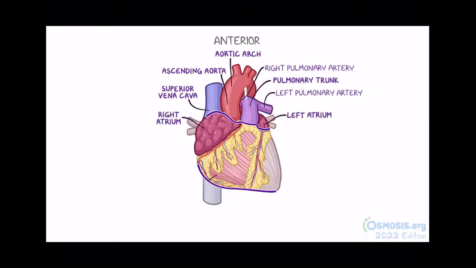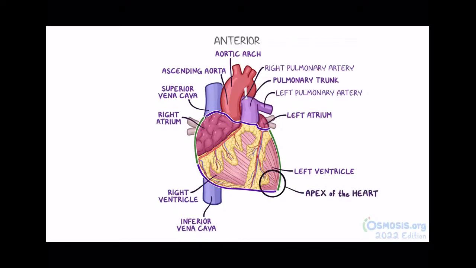The inferior border is almost horizontal, and is made up mainly by the right ventricle and part of the left ventricle. The right border is made up by the right atrium, and it's between the superior and inferior vena cava. And finally, the left border is mainly made up by the left ventricle and part of the left auricle. Now pay a bit of attention here, because the end of the inferior border, along with the lower part of the left border, make up the apex of the heart, which represents the tip of the left ventricle.